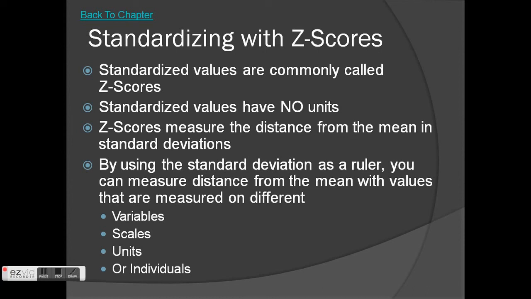Standardizing with z-scores. Standardized values are commonly called z-scores. Standardized values have no units. Z-scores measure the distance from the mean in standard deviations. By using the standard deviation as a ruler, you can measure distance from the mean with values that are measured on different variables, scales, units, or individuals.